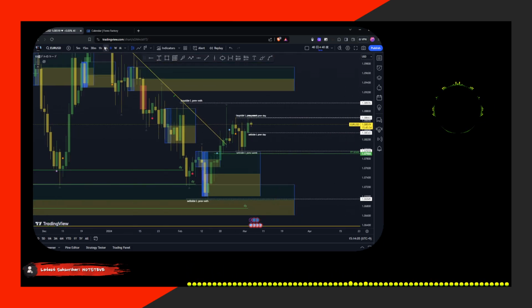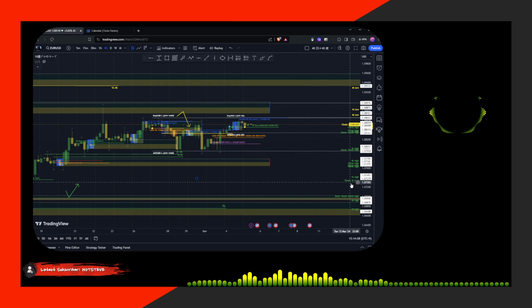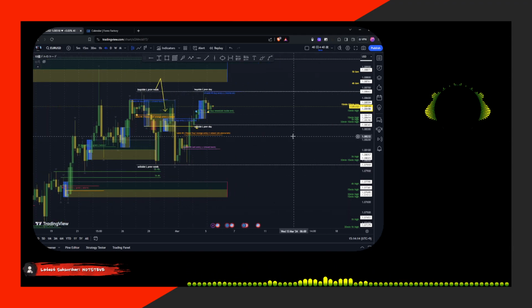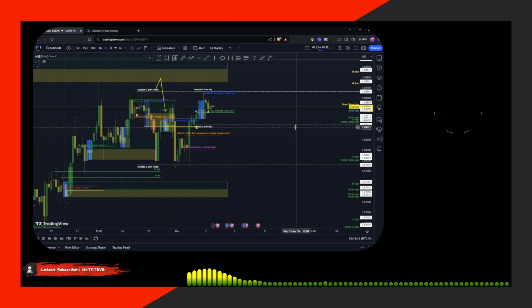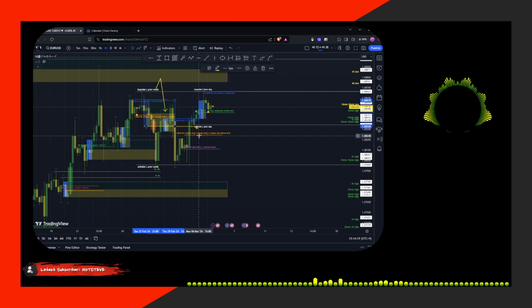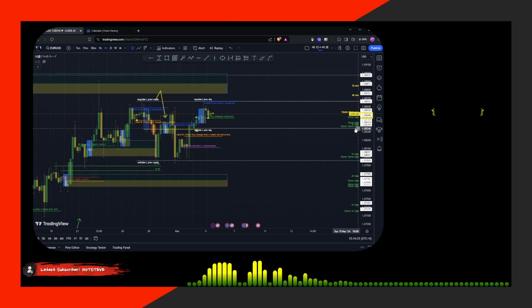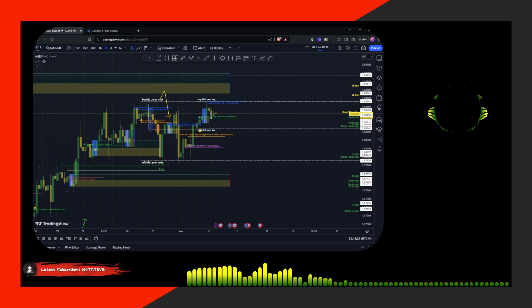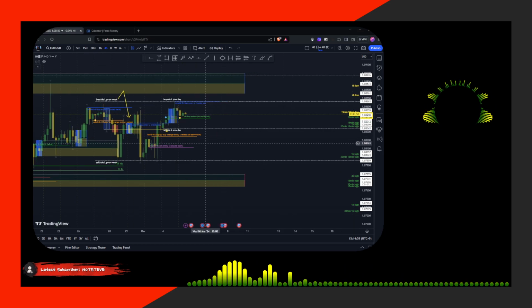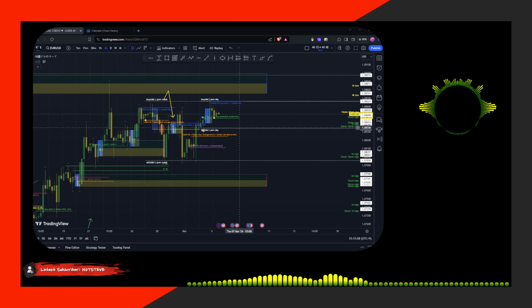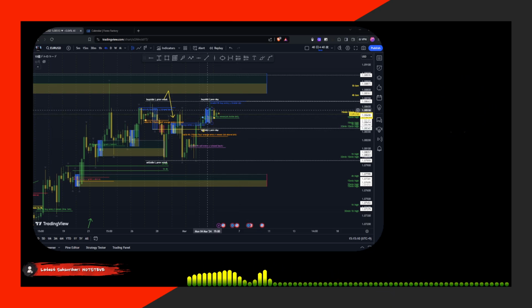So on the 4 hour, there's a lot of interesting things happening over here. Price is trading inside this order block, and we have this order block broken, so we might as well get rid of it, since this candle over here closed above it. So at the moment on the 4 hour, we are trading above, inside this OB.